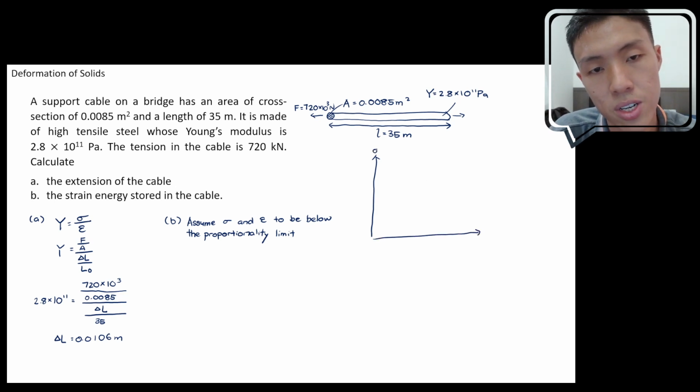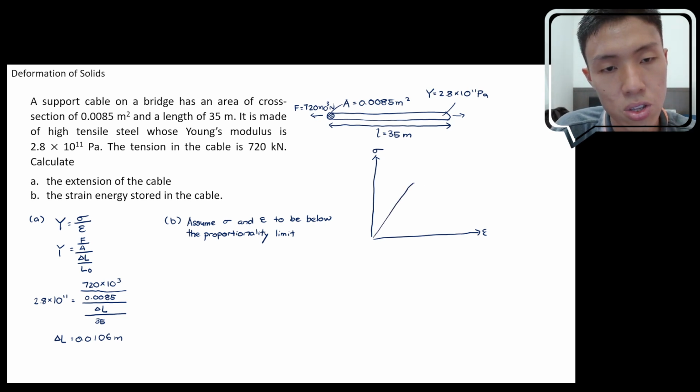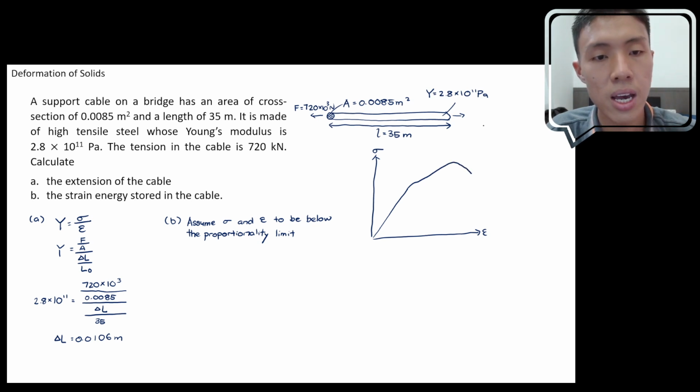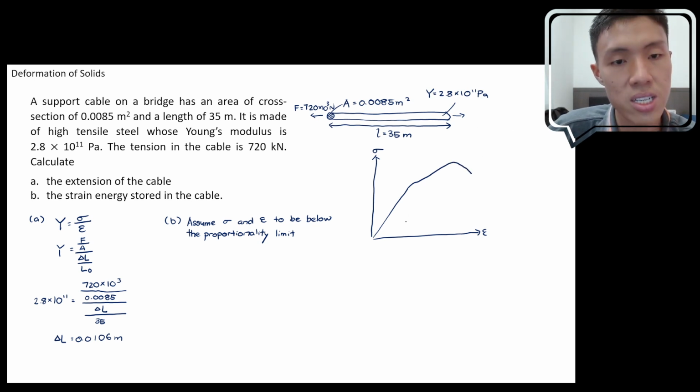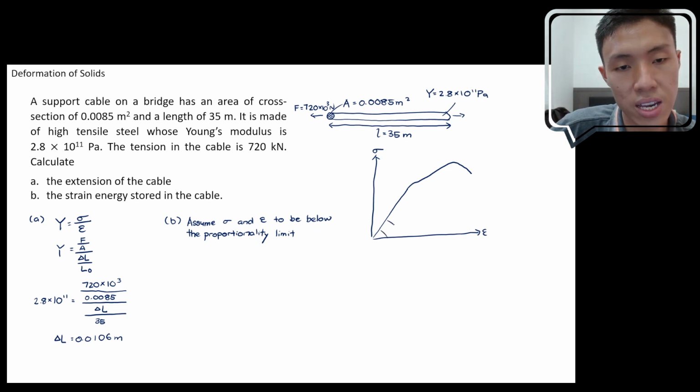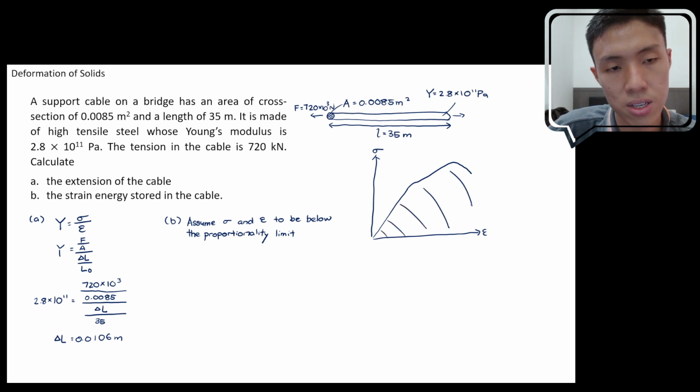You have your stress, you have your strain here, then the graph will start with a proportional area, then it starts to get non-linear, then it starts to rise, and after that it falls. Okay, the strain energy, yes, the strain energy is actually the area under this graph over here. This whole part over here is the strain energy.